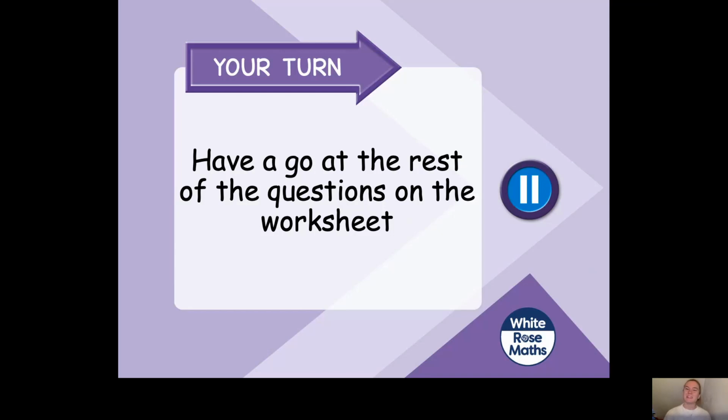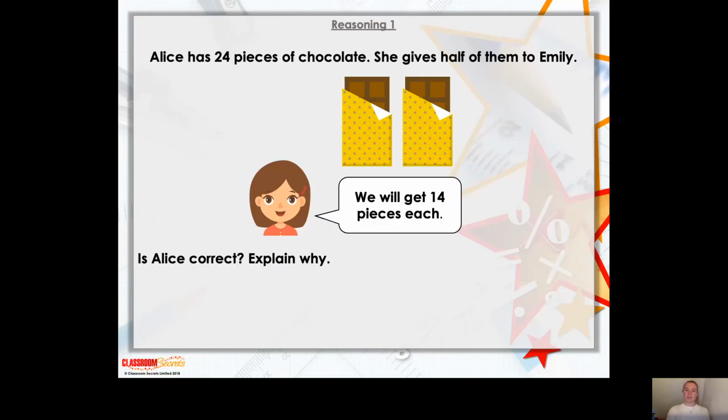Okay, Year 2, so let's get on with our problem solving. So here's our first question. Alice has 24 pieces of chocolate. She gives half of them to Emily. So now there are 2 girls that are going to eat these 24 pieces of chocolate. And Alice thinks that they will have 14 pieces each. So we need to do the division number sentence, 24 divided by 2, because there are 24 pieces of chocolate and we need to share them between Alice and Emily.